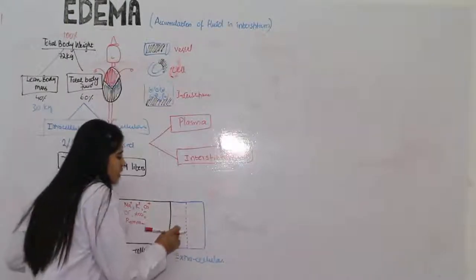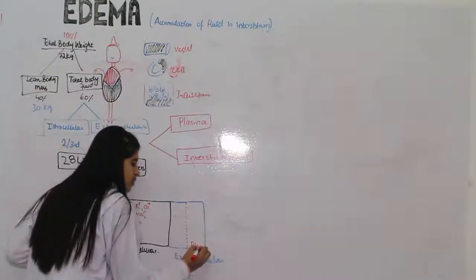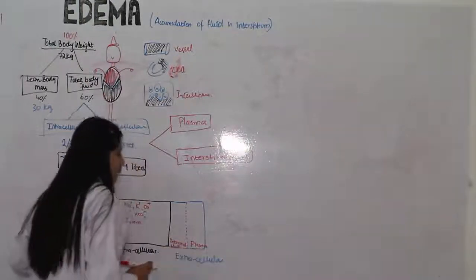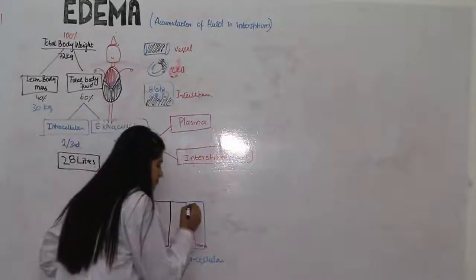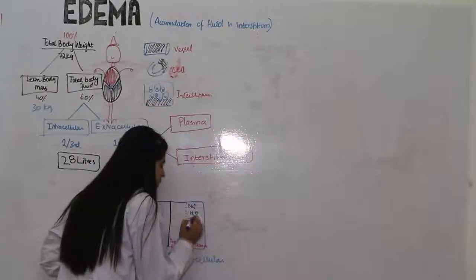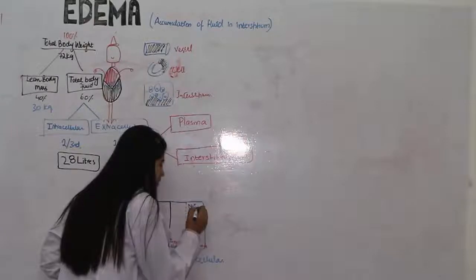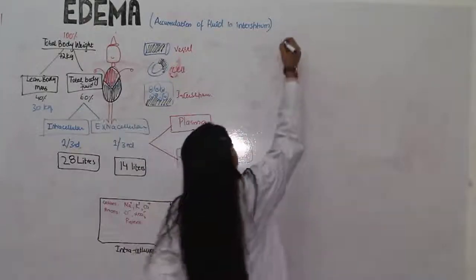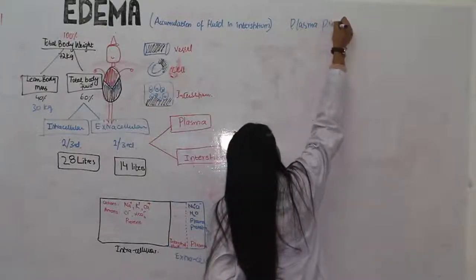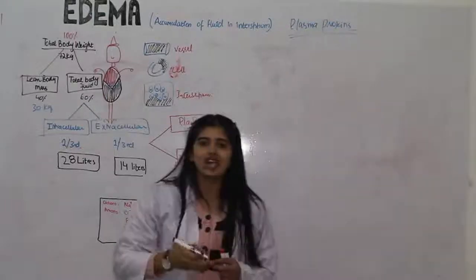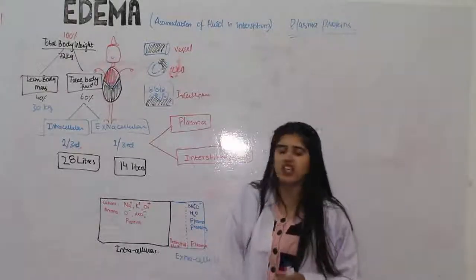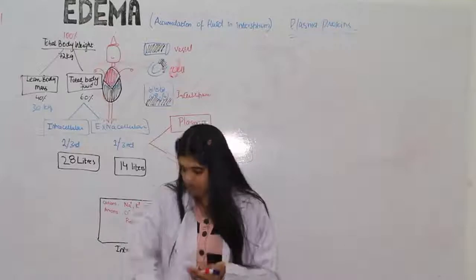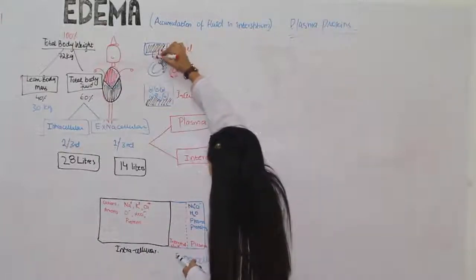What happens is, here we have got the plasma. Here we have got the interstitial fluid. In the plasma, we have got sodium, water, chlorine, sodium chloride, and plasma proteins. What are plasma proteins? Plasma proteins are the proteins present inside our body's vessels, the capillaries, arteries or veins, that hold the fluid from oozing out. If there are no plasma proteins, then this fluid can ooze out.